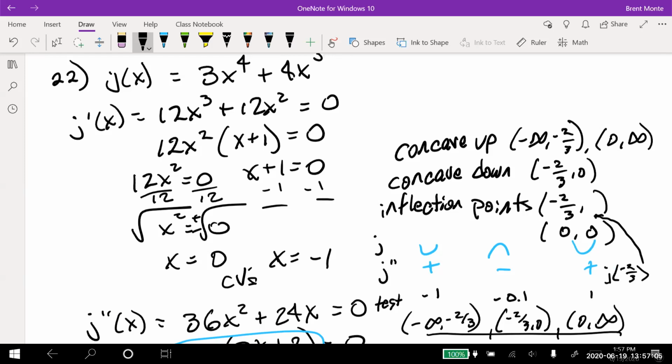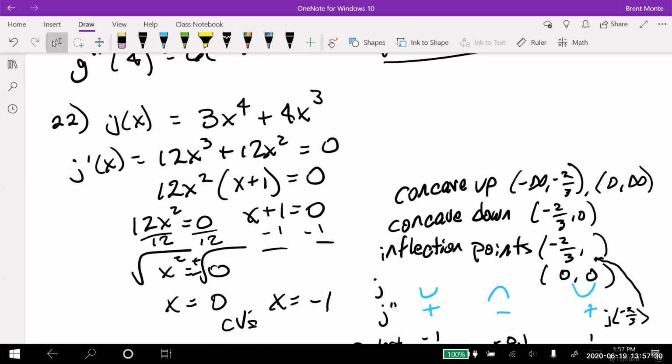So let's see. I've got the original function. So it's 3 times, and then in parentheses, I'm plugging in negative 2 divided by 3, close parentheses, raised to the 4th power, plus 4 times parentheses, negative 2 divided by 3, close parentheses, raised to the 3rd power. And I get negative 0.592592 repeating, but on my calculator, I'm just going to go math, turn it into a fraction for me. It's negative 16/27.